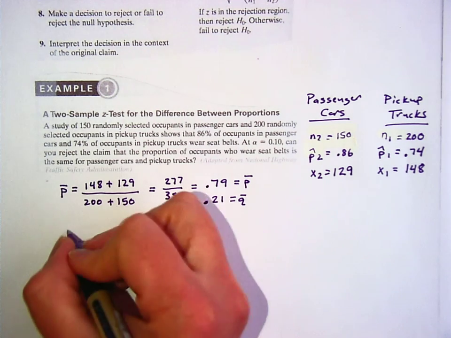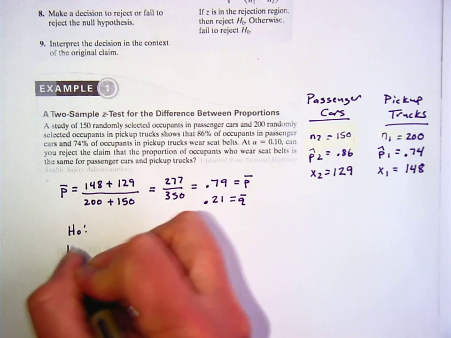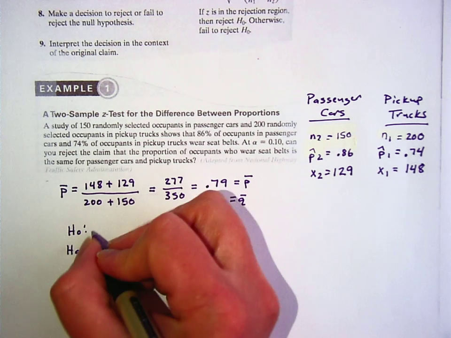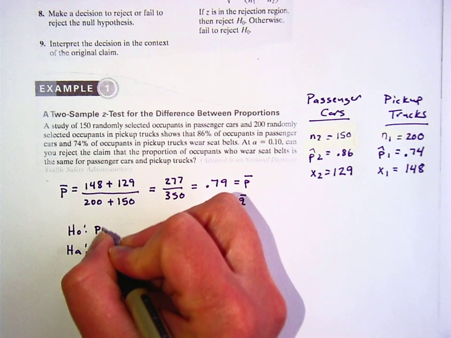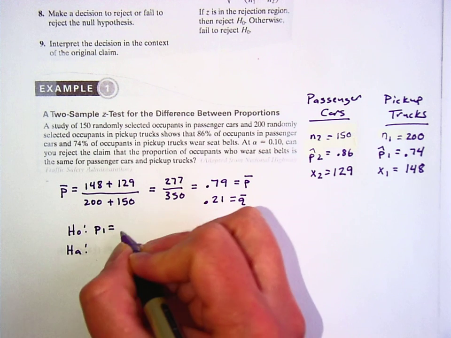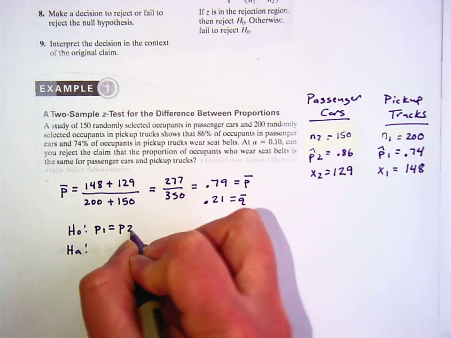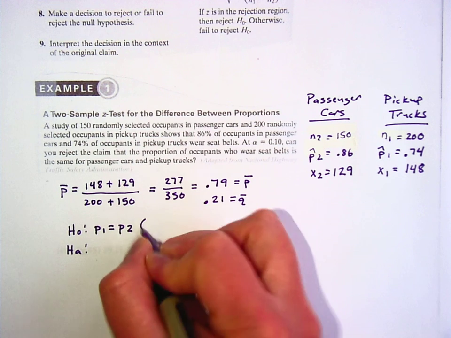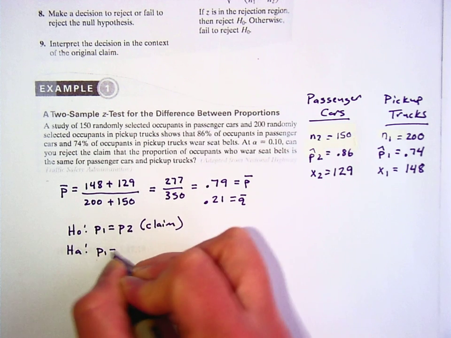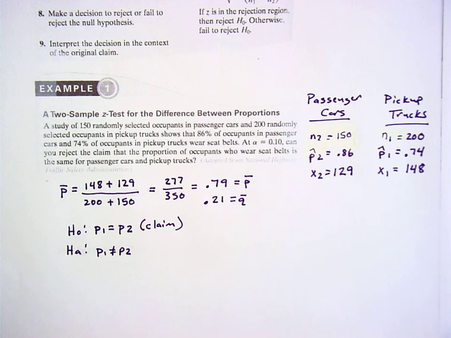Okay. Next we need an H sub O and an H sub A. So their claim is that the proportion of occupants who wear seatbelts is the same for passenger cars and pickup trucks. So they're saying basically that the proportion of the passenger cars is equal to the proportion of pickup trucks. So this is the claim. The alternative is P1 is not equal to P2.